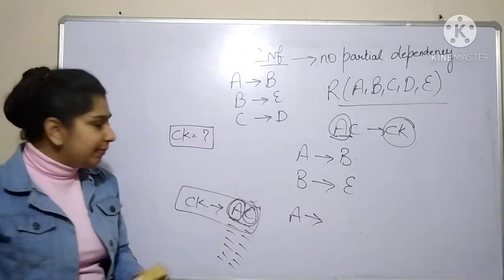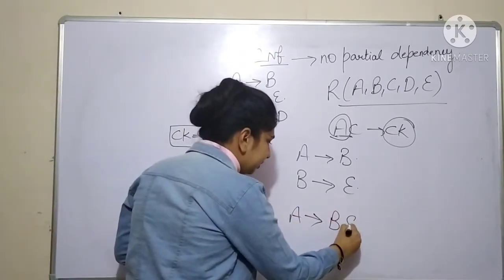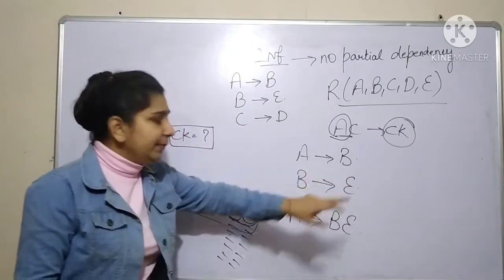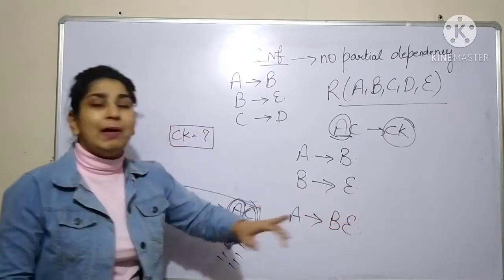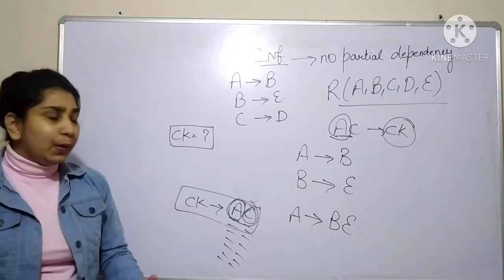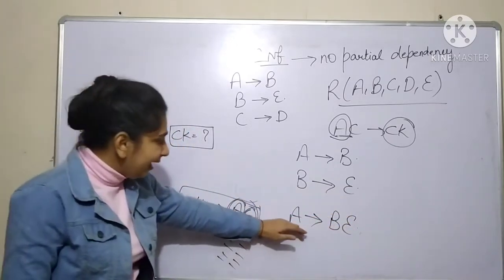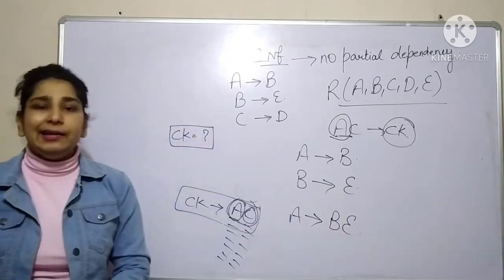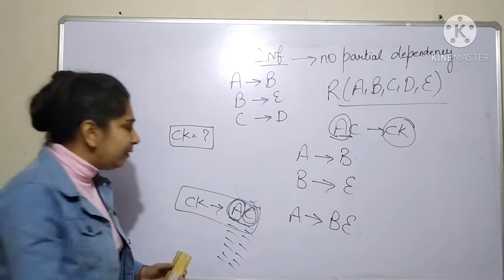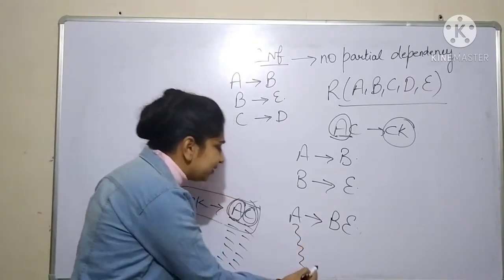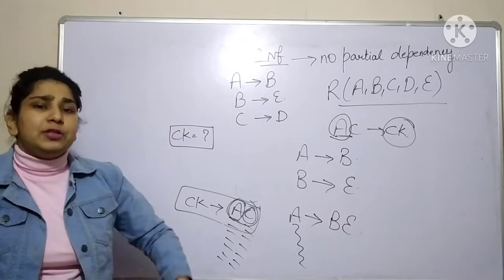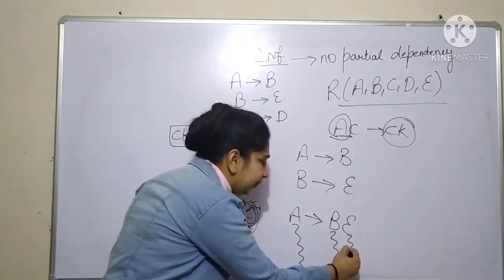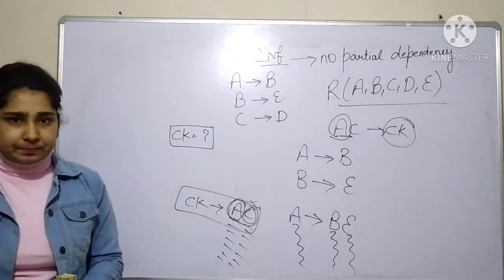I am able to determine both the attributes, because A is determining B and B is further determining attribute E. Okay, so with the help of A, I am able to determine both the attributes B and E. Wherever we find the duplicate values in attribute A, the same positions you would find the duplicated values in attribute B and E.